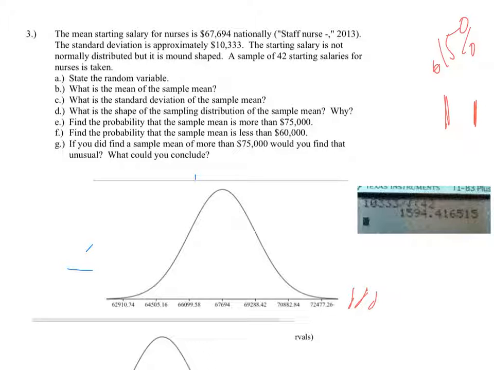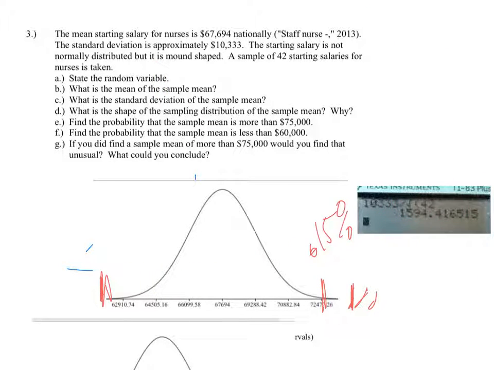And the next question, how about for 60? It asks what's the probability of getting a sample of 42 nurses with an average less than 60,000? Well, 60,000 is below the bottom 3 standard deviations. So again, that's going to be 0. So that's how that works.